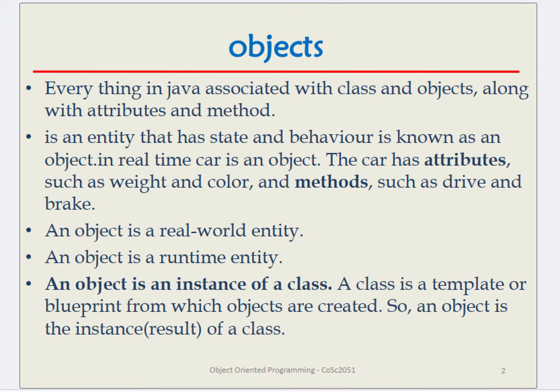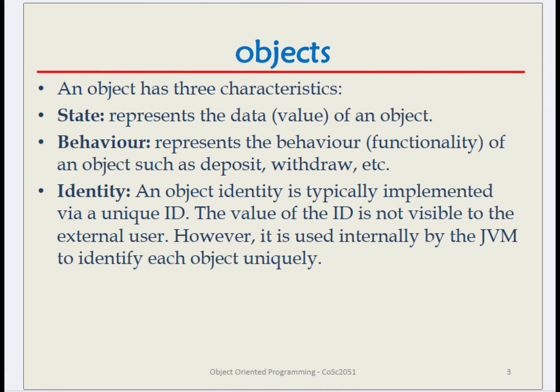Object-Oriented Programming, COSC 2051-2. Objects. An object has three characteristics. State represents the data, the value, of an object. Behavior represents the functionality of an object, such as deposit, withdraw, etc. Identity: an object identity is typically implemented by a unique ID. The value of the ID is not visible to the external user. However, it is used internally by the JVM to identify each object uniquely.